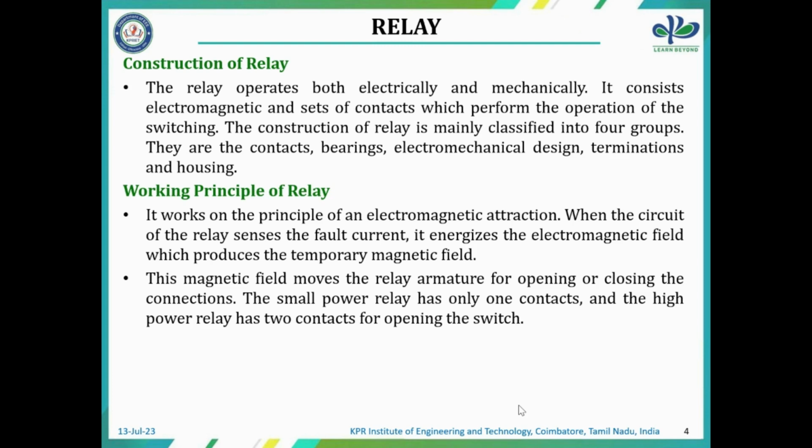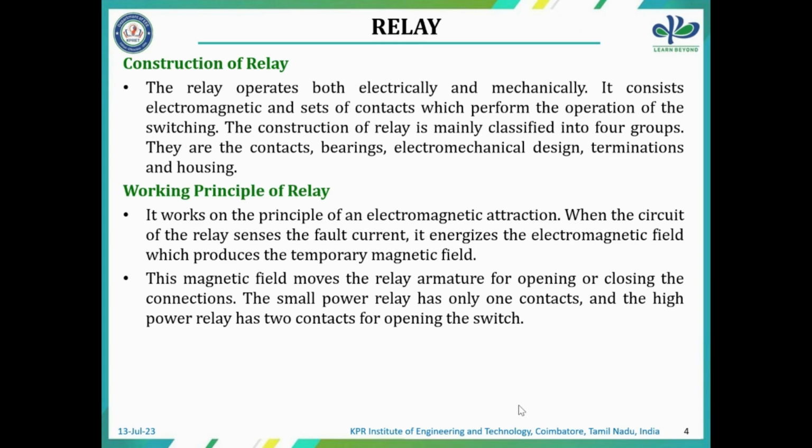How does it sense the faulty current? With the circuit of the relay. When the circuit senses it, it energizes the electromagnetic coils. Then it attracts the nearby coils to operate, to open or close the contacts. Obviously, it produces a temporary magnetic field to operate.